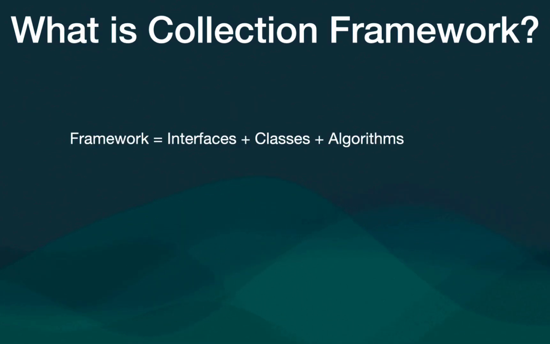Next, what is a collection framework? Now you know a collection is a group of objects. The framework contains interfaces, classes and algorithms. The algorithms are used internally, but mainly you will be seeing the interfaces and classes that we are going to learn, and the different methods available to perform operations on this collection.